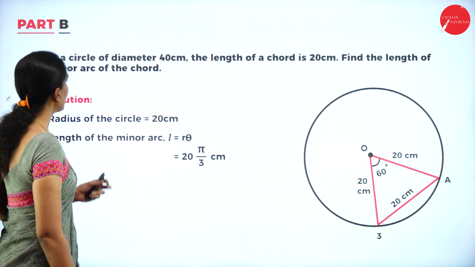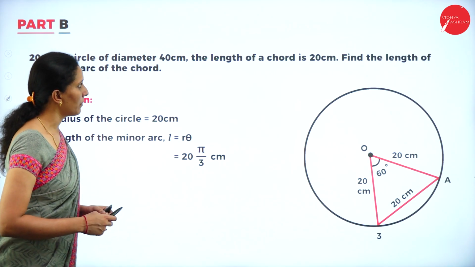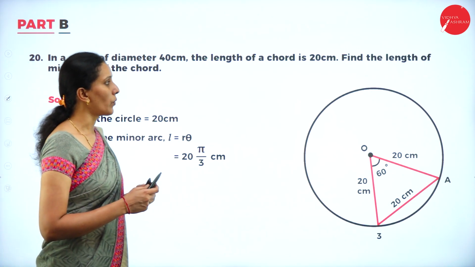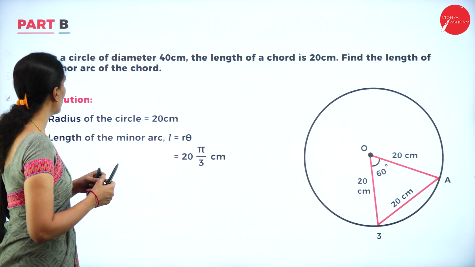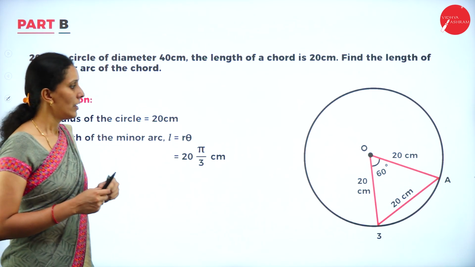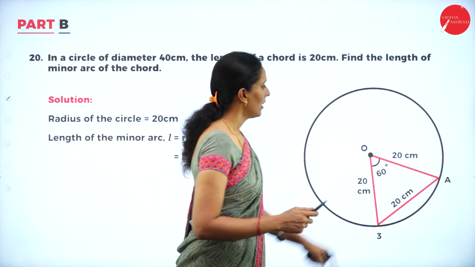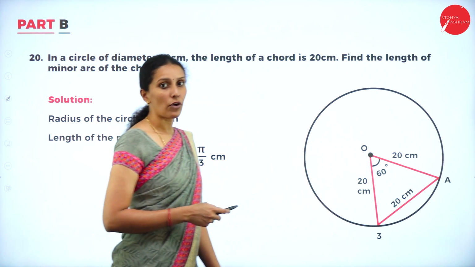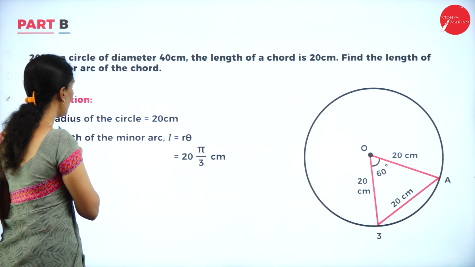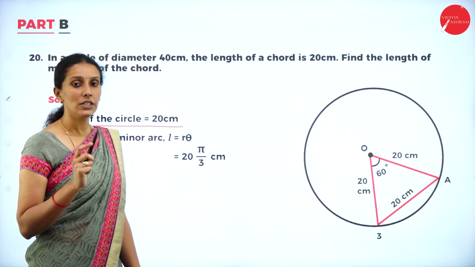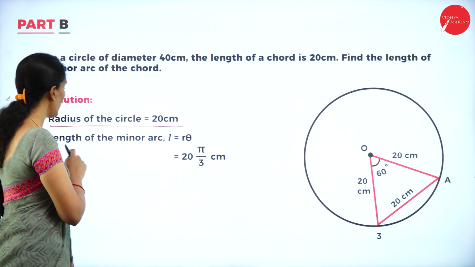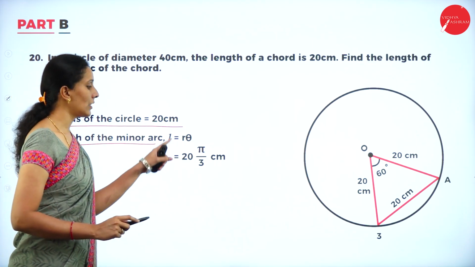Next, in a circle of diameter 40 centimeter, the length of a chord is 20 centimeter. Find the length of the minor arc of the chord. So here I have taken a circle. The diameter of this circle is 40 centimeter. Hence, what will be the radius of the circle? It is 20 centimeter. Here we need to find out the length of the minor arc, that is L.